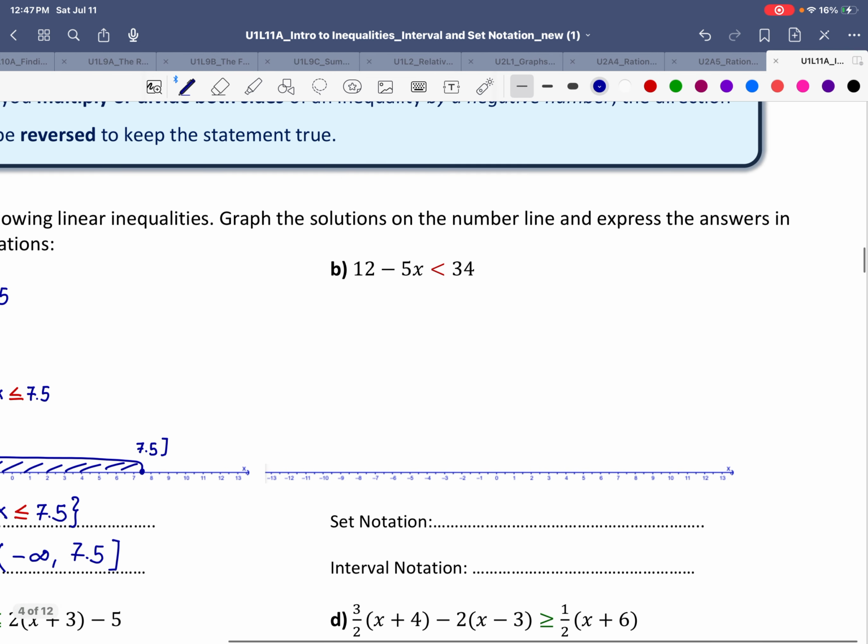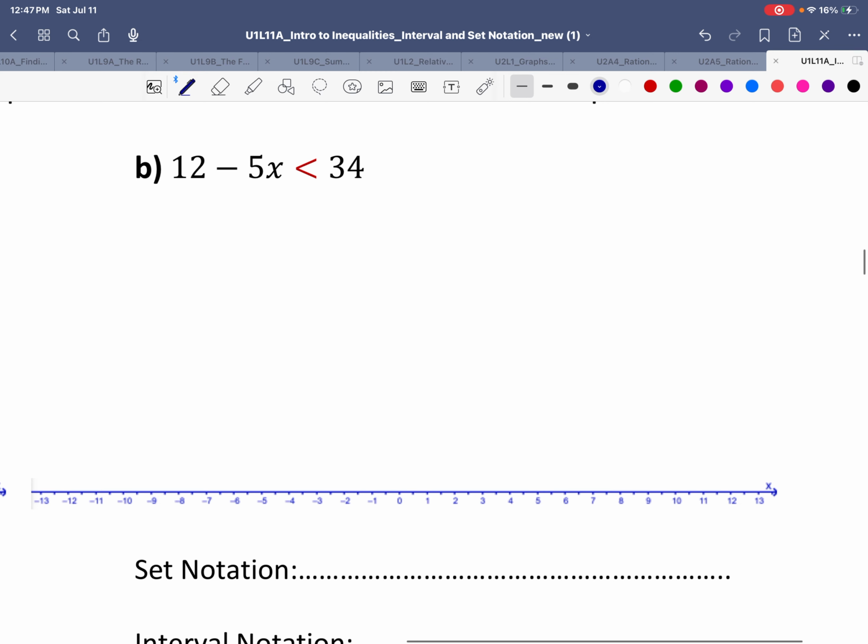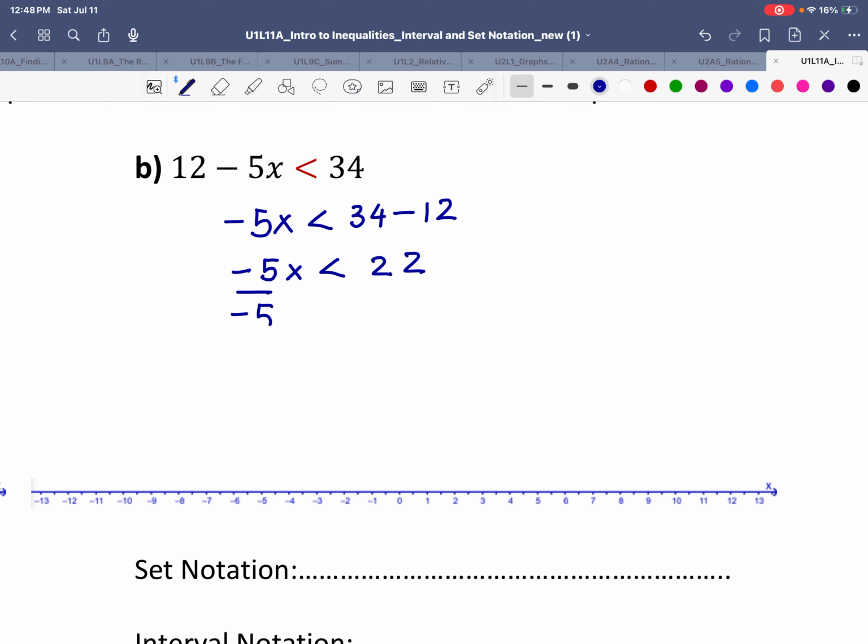So the next example is for you to try on your own, so you can stop the video and give it a try, and I will continue explaining it in here. So just like we did in the previous example, we're going to keep x to the left and numbers to the right. So 12 will come to the other side and switch the sign to opposite. So now we have negative 5x less than, this will make it 22. So we have to divide both sides now by a negative 5 to isolate x from its coefficient. And notice that division is by a negative number here, which means that it will change the direction of the inequality, and that's because of the negative again.